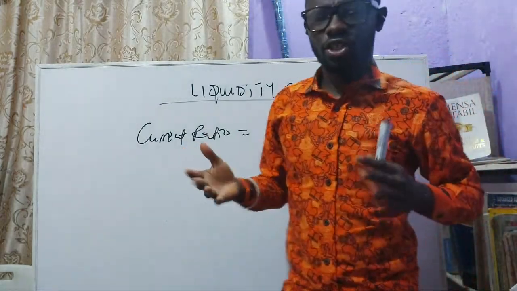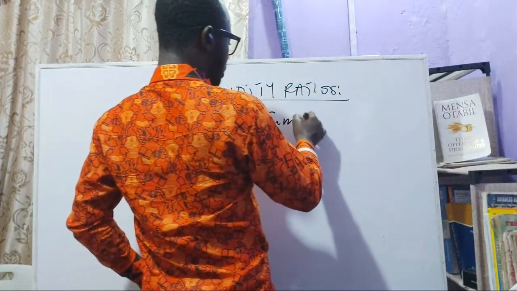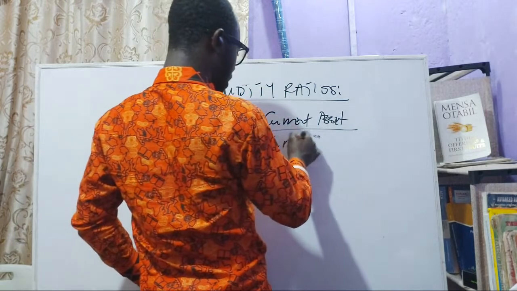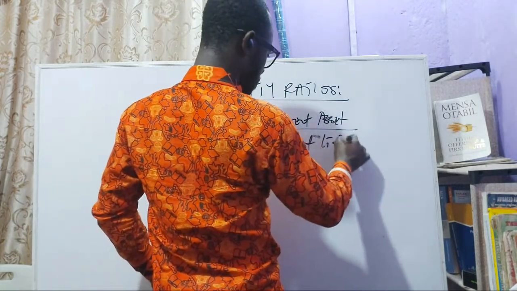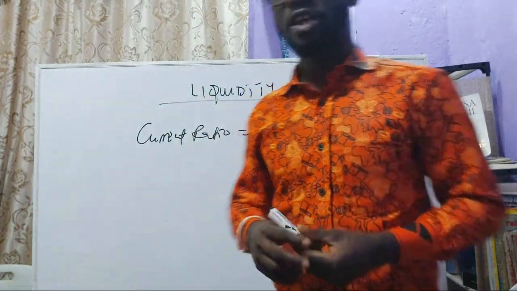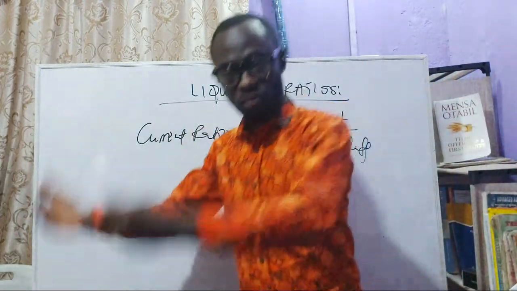So the current ratio looks at the ratio of the current assets to the current liability. So what is the ratio of the current assets to the current liability? That is what we mean by the current ratio.